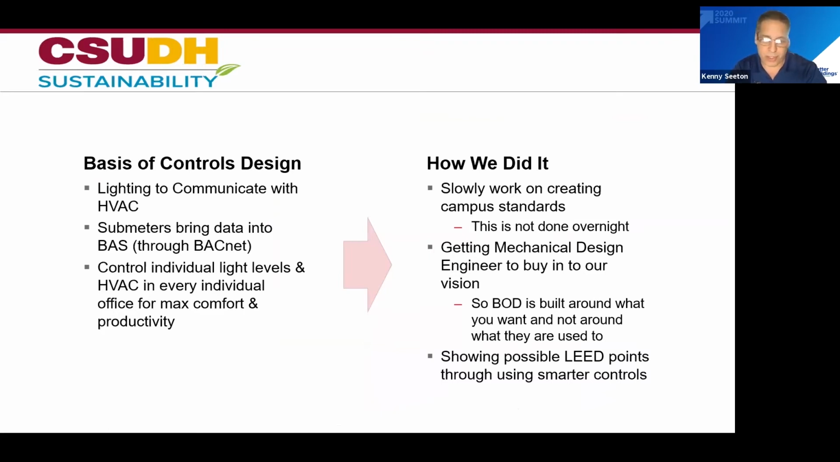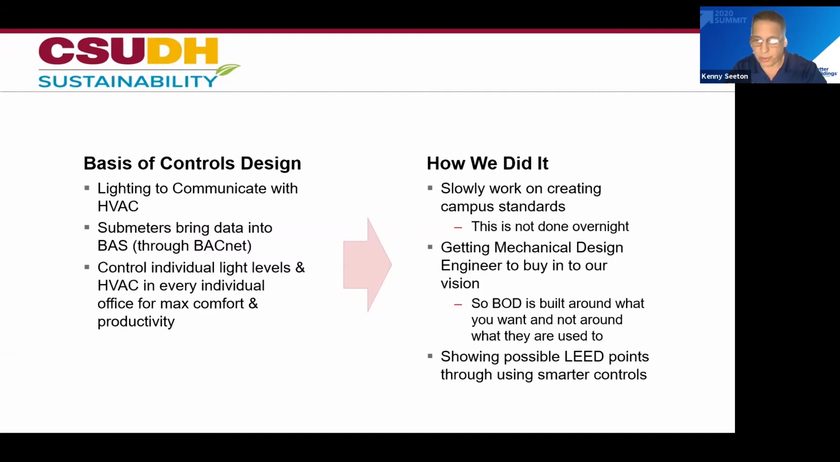We talk about the basis of design for controls. Some of the things that we think about: the lighting has to communicate with the HVAC system. The sub-meters need to be brought into the building automation system. We have to be able to control the individual light levels and the HVAC in every individual office for maximum comfort and productivity. I've already seen, when we start putting in the lights and making it tunable to the individual users, people get really happy. In the past, we would do lighting retrofits and you would set them to whatever you thought was best, and not everybody likes what's best.